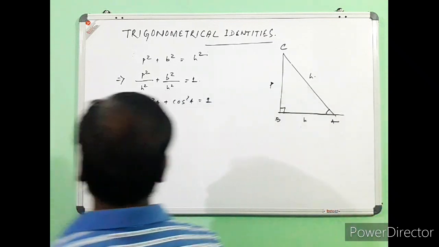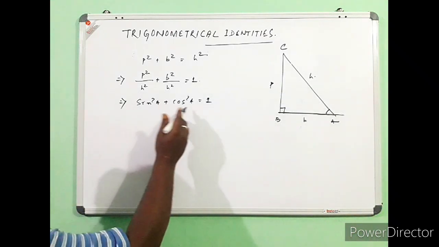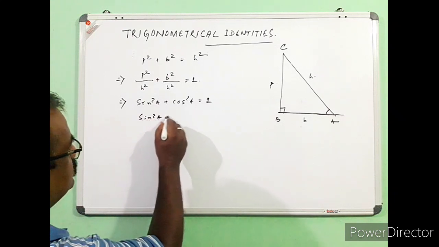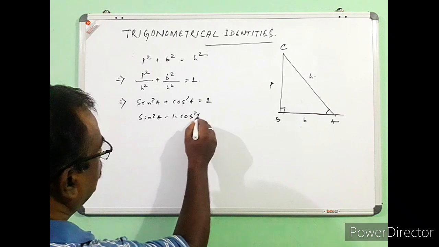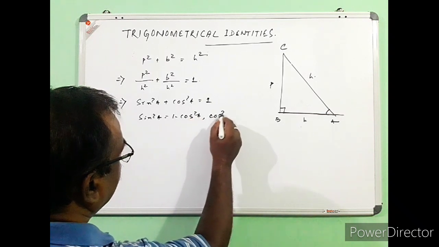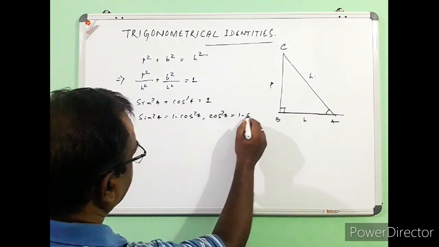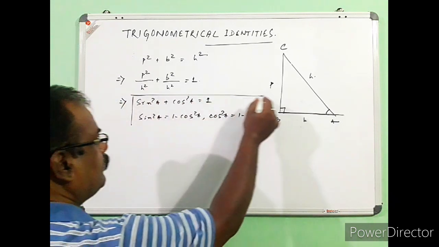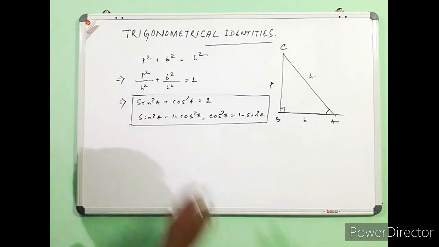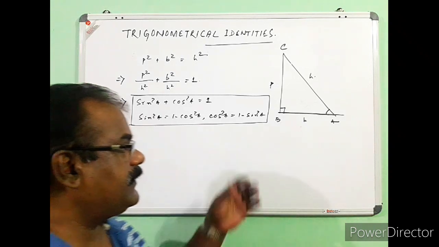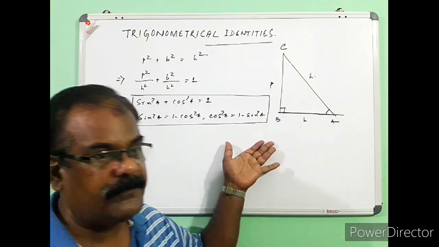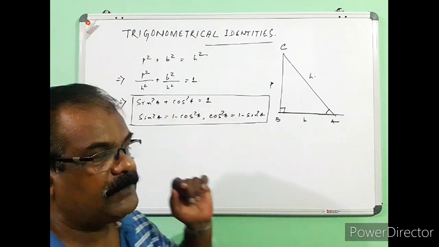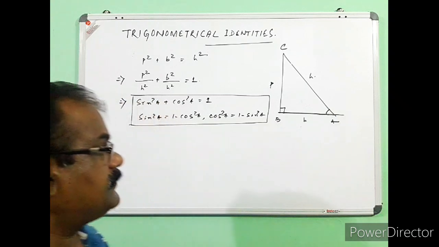For example, if sin square A plus cos square A is equal to 1, then we can say that sin square A is equal to 1 minus cos square A, and cos square A is equal to 1 minus sin square A. So from one formula we can derive two more formulas. I hope it is not necessary to remember all the formulas; rather we can use only one formula and derive the others from it.